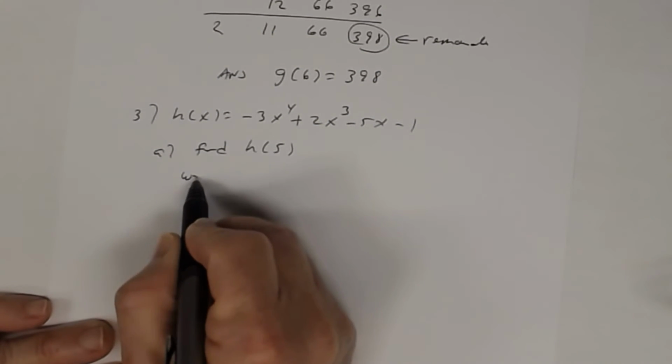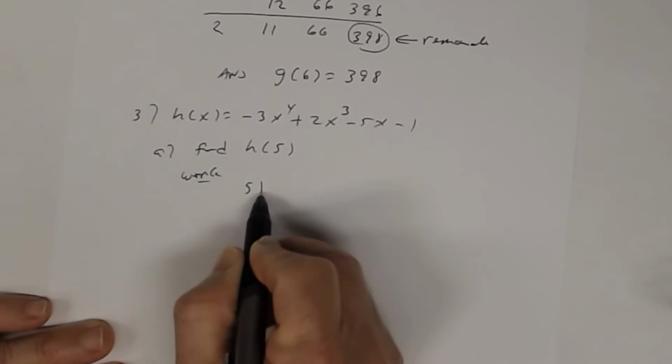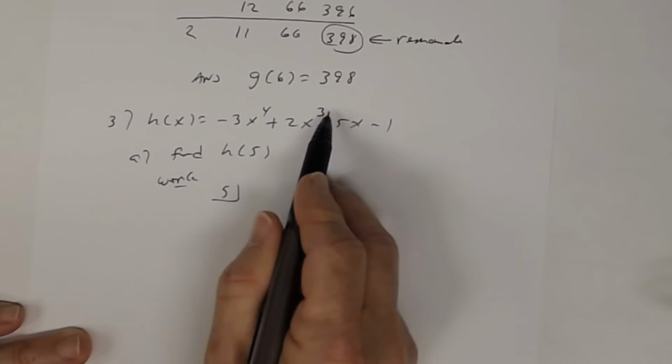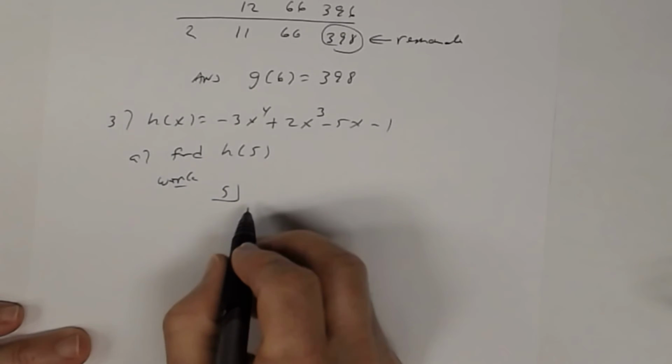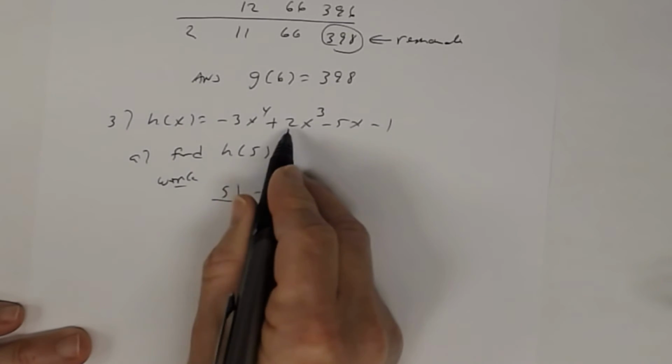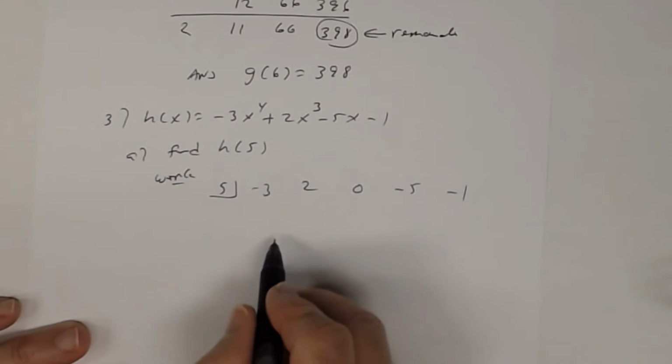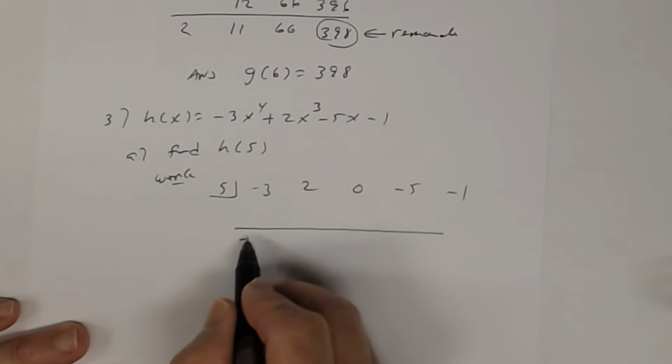So the work you're going to say is this. That's what you have to show. So you can put 5 and then your coefficients. I am missing the x squared term, so I'm going to need a 0 at some point. So I have negative 3, 2, 0, negative 5, negative 1. All right, so let's bring on the negative 3.